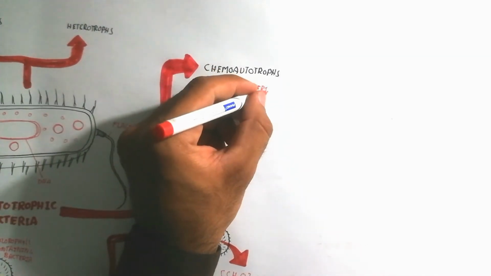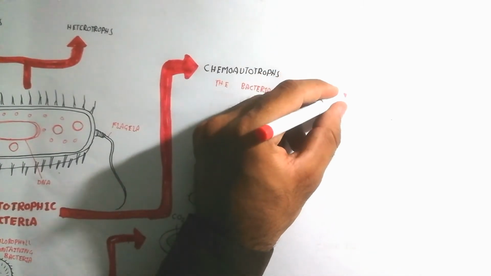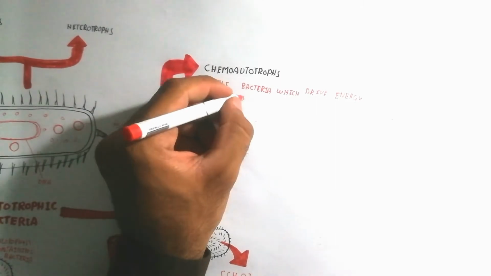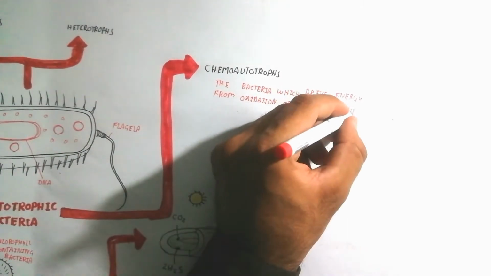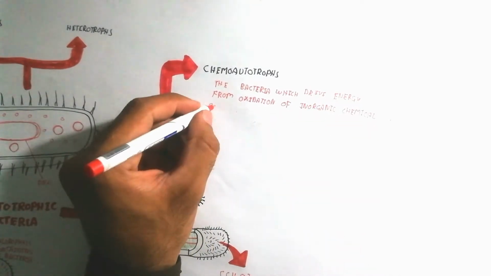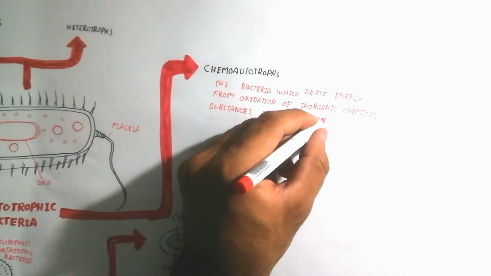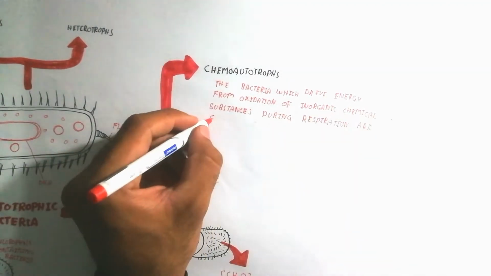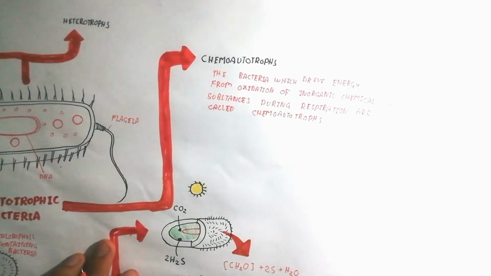That is, the chemical is of different types. We will talk here about the bacteria which derive energy from the oxidation of inorganic chemical substances during respiration; these are called chemoautotrophs. There are many types of chemoautotrophs, classified on the basis of chemical fixation.